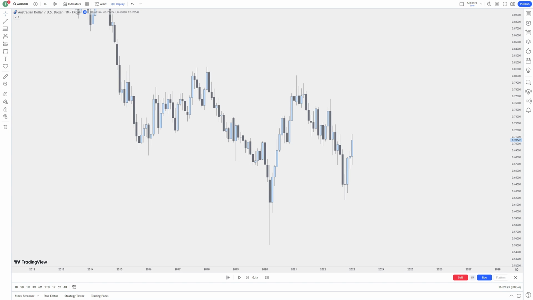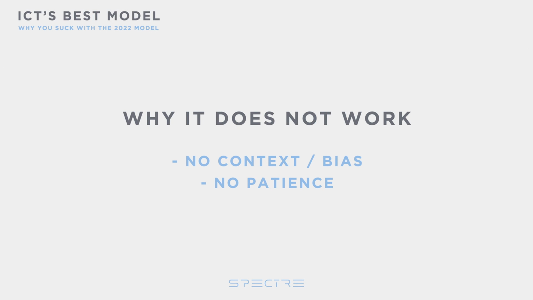In today's video, I'm going to be going over ICT's 2022 model and why I personally believe this is the best model that he has ever released. So, to get started, we're going to be going over the reasons why it does not work for people, right?